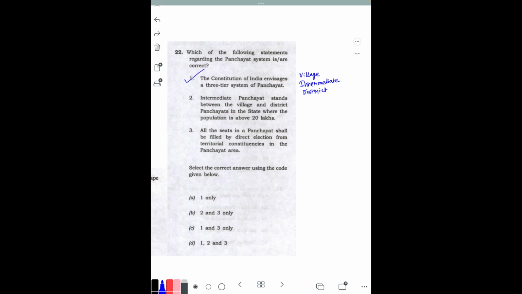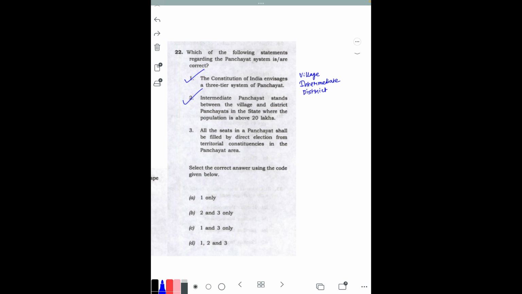So this option is correct. This statement is correct. The second statement is intermediate panchayat stands between the village and district panchayats in the state where the population is above 20 lakhs. Now this is also a correct statement.